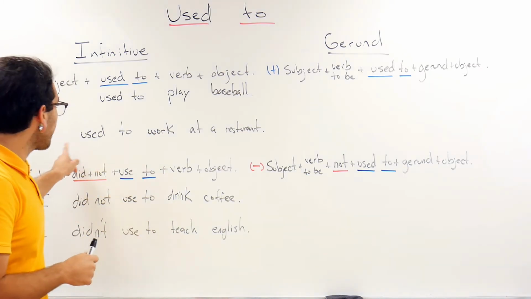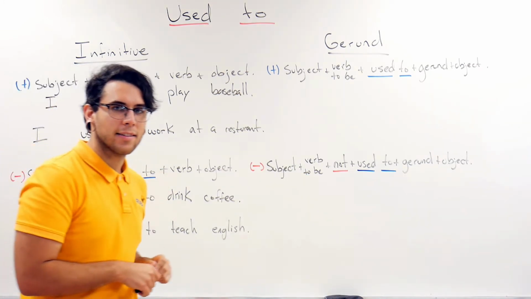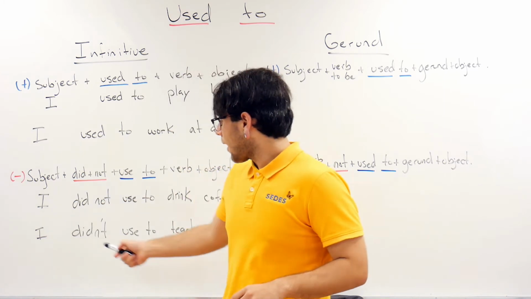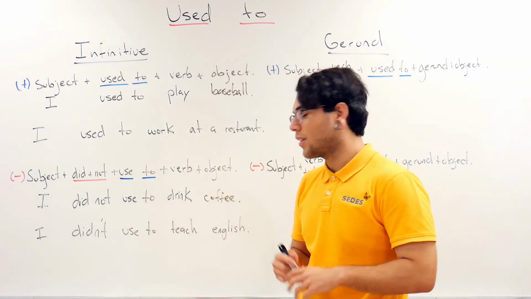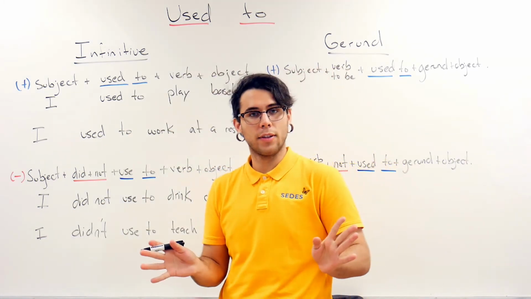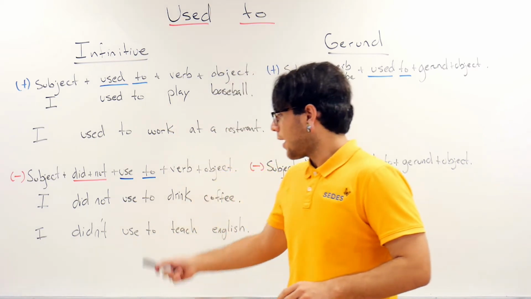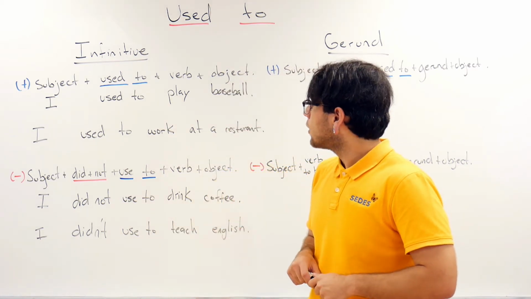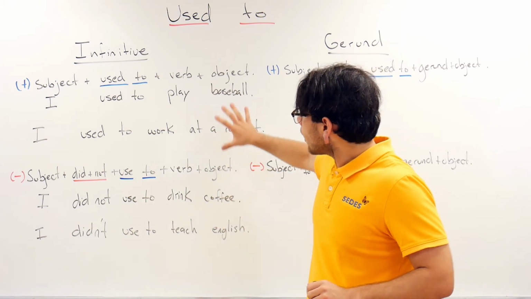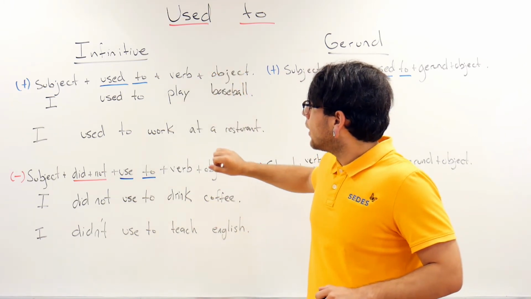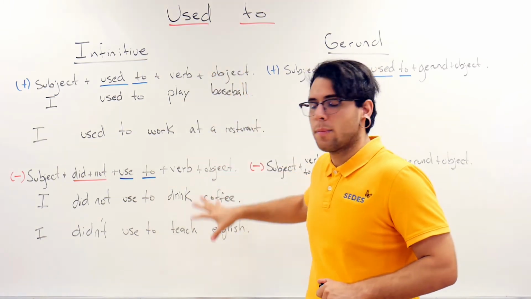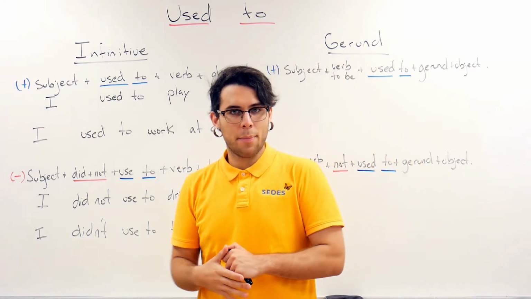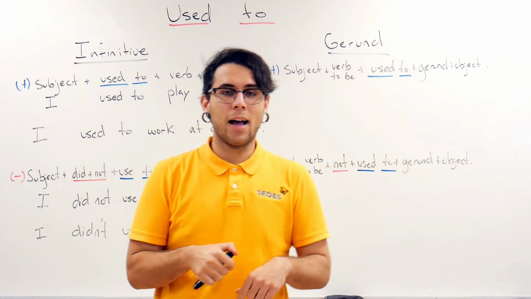Like I said earlier, I used to work at a restaurant in the past. So here, I didn't use to teach English. So that means before, in the past, I did not do that, but now I do. I didn't use to teach English. So when using infinitives, this is a way that you talk about things that did or did not happen in the past, or things that did and did not happen in the present.